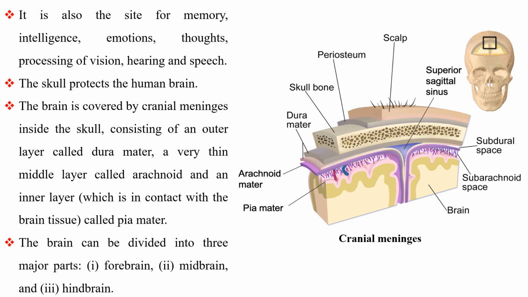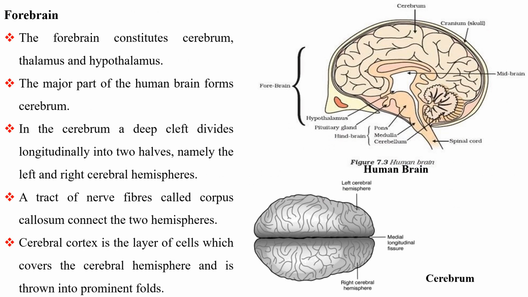The brain is covered by cranial meninges inside the skull, consisting of an outer layer called dura mater, a very thin middle layer called arachnoid, and an inner layer called pia mater. The brain can be divided into three major parts: forebrain, midbrain, and hindbrain. Forebrain. The forebrain constitutes cerebrum, thalamus, and hypothalamus. The major part of the human brain forms cerebrum. In the cerebrum, a deep cleft divides it longitudinally into two halves, namely the left and right cerebral hemispheres. A tract of nerve fibers called corpus callosum connects the two hemispheres.